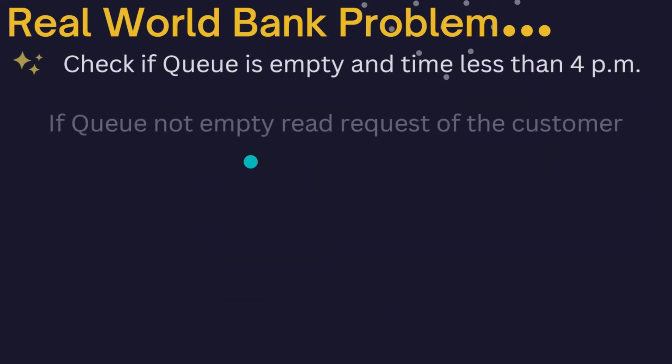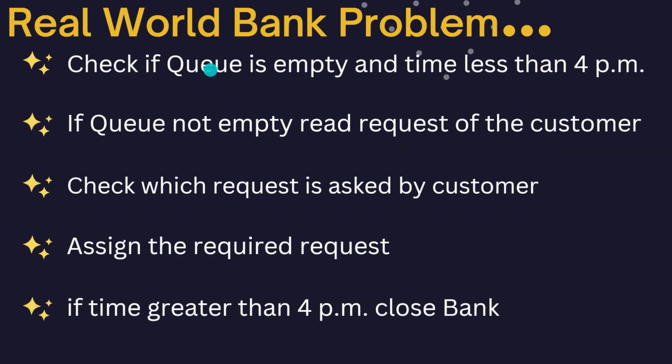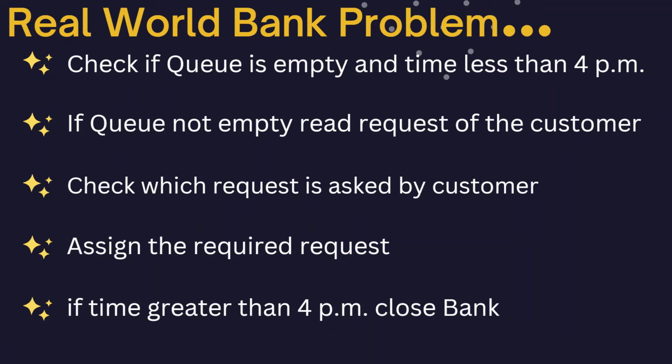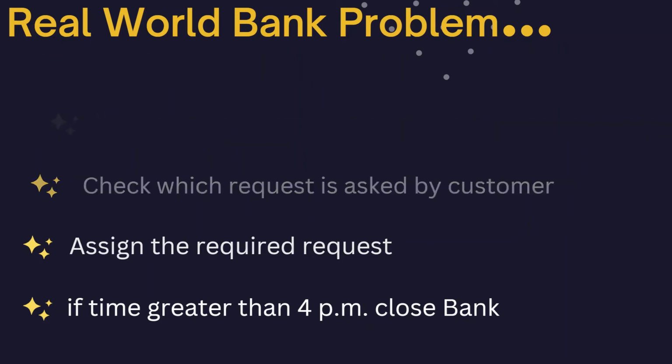Now, let's look at the algorithm. We will first check if the queue is empty and time is less than 4 p.m. If the queue is not empty, it will read the request of the customer. Then we will check which request is asked by the customer. Then we will assign the required request, and if time gets greater than 4 p.m., we will close our bank. Let's have a clear outlook by the flowchart.